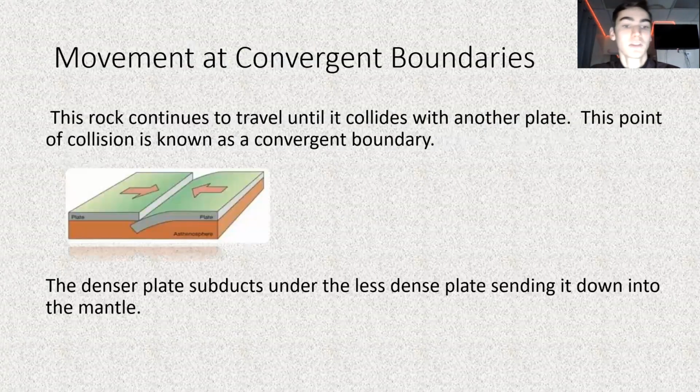Here's a diagram showing what I just said. Here you can see the plate. This is the denser plate subducting the less dense plate at the point of convergence. This is called a convergent plate boundary.